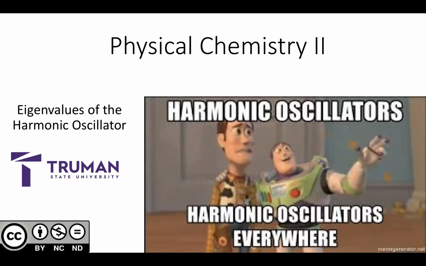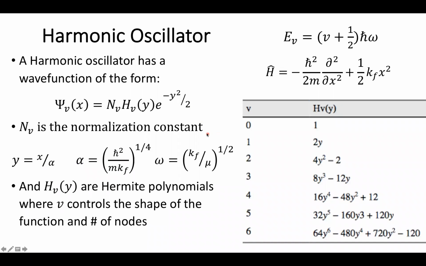Today we're going to be taking what we learned about harmonic oscillators last time and trying to figure out a couple of eigenvalues and expectation values. So let's go ahead and start with our general forms. Unlike a lot of our previous systems, the harmonic oscillator has a little bit more of a unique wave function.